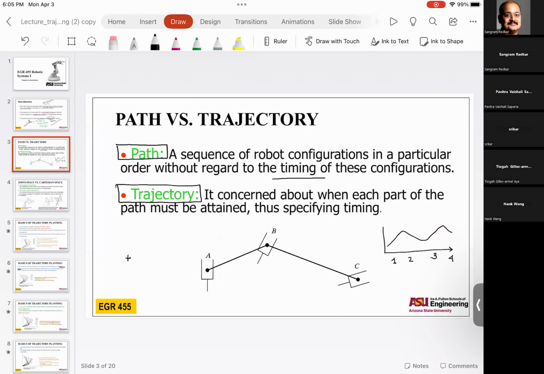For example, in path planning you have an obstacle, and the robot goes from here to here. This is the path. But as soon as you say that we need to travel in 10 seconds, it becomes the trajectory. Then you add more granularity, like this part needs to be done in 1 second, this in 1 second, 1 second, and so on. So now you specify the timing of how this trajectory or path needs to be traveled.